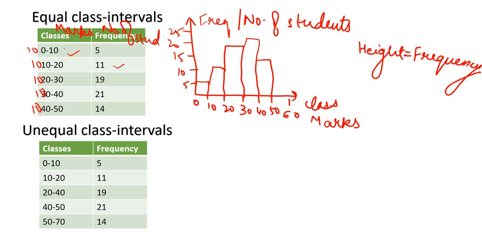Now what happens when we have unequal class intervals? Unequal class intervals in the sense class size is 10, again 10, and class size becomes 20 here, again 10, 20. So these are unequal class intervals, right? Class size यहाँ पे हमारा change हो रहा है. So for this we need to know how to find the height. इसमें height will be different.